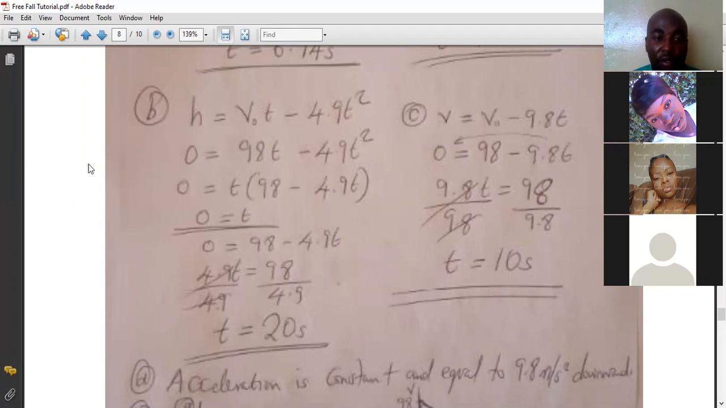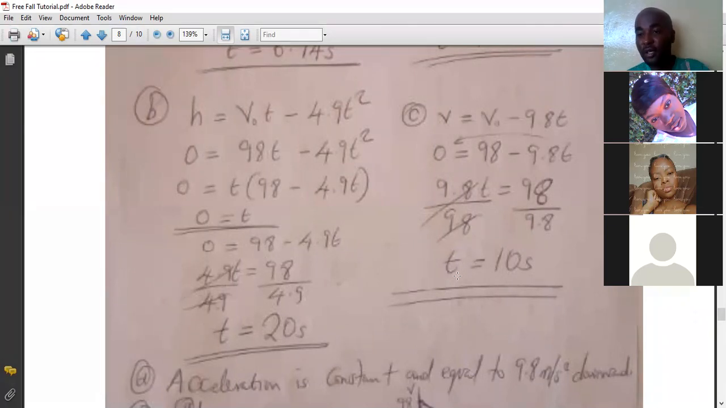Then also 0 equals 98 minus 4.9 t. We solve for t, you find 20. The 4.9 crosses the equal sign. So the thing to perfect is just to change the subject of the formula. Then when is the velocity 0? The same, crossing over 9.8. So after 10 seconds. It even makes sense.